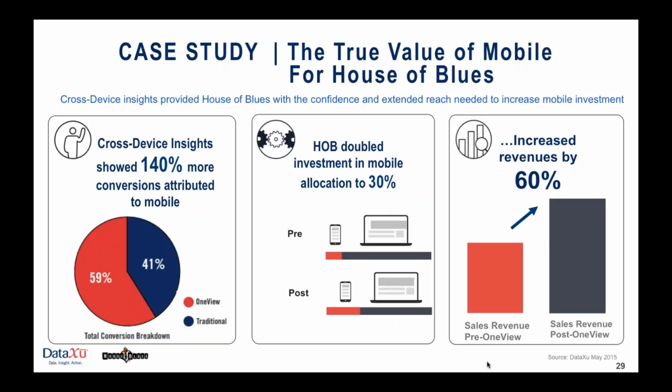So this cross-device solution not only provided House of Blues with the confidence in mobile they needed, but it also allowed them to extend their audience reach on mobile by extending past cookie IDs to target. And this is something we'll touch on in a couple slides, so we can go over that in more detail in a second. But basically, in light of this information, House of Blues doubled their investment in mobile to 30%, and generated a 60% increase in sales revenue while maintaining the same overall media investment.